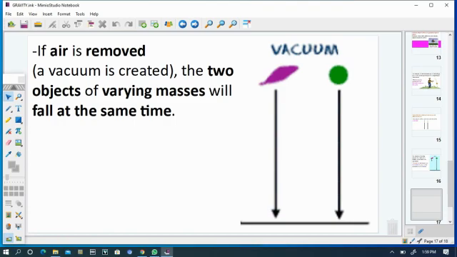This particular phenomenon has been proven to be 100% correct by astronauts that visited the moon. On the moon, they dropped both a feather and a 20 kg hammer at the same time because there is no atmosphere on the moon and there is no air resistance. Both the hammer and the feather drop at the same time.